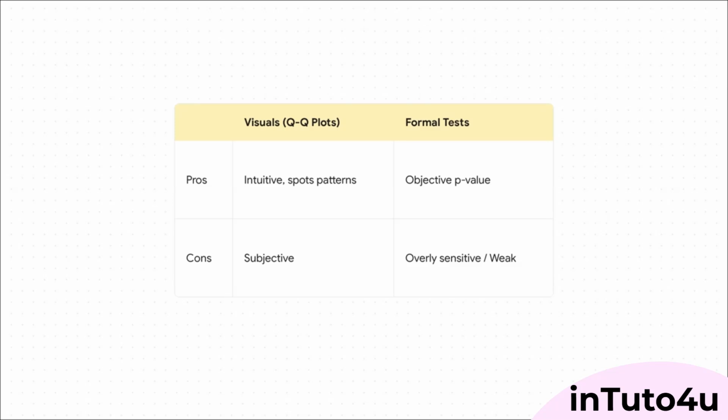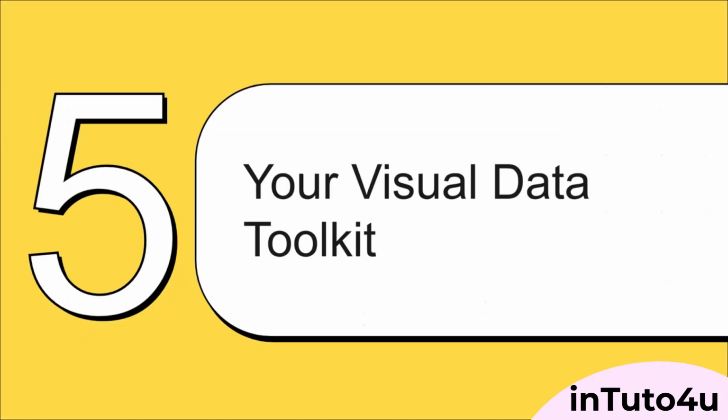So you see the trade-off, right? A QQ plot is intuitive, but yeah, it's a little subjective. A formal test gives you an objective p-value, but like we just saw, that number can be really misleading. This is why so many statisticians argue that just looking at the plot is actually the superior approach. The real question isn't whether your data is statistically perfect, but whether it's practically normal enough for what you need to do. So with all that in mind, let's put these two incredibly powerful tools into your data analysis toolkit.